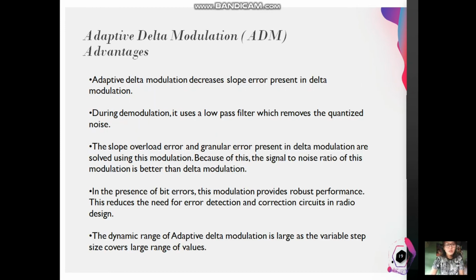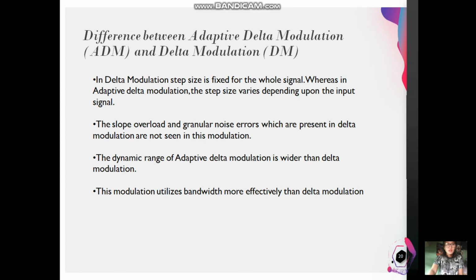Here I present to you the adaptive delta modulation advantages, so it's up to you to tackle because we don't have enough time. And the difference between adaptive delta modulation and delta modulation: in delta modulation, step size is fixed for the whole signal, whereas in adaptive delta modulation, the step size varies depending upon the input signal. The slope overload and granular noise errors which are present in delta modulation are not seen in this modulation. The dynamic range of adaptive delta modulation is wider than delta modulation. This modulation also utilizes bandwidth more effectively than delta modulation.